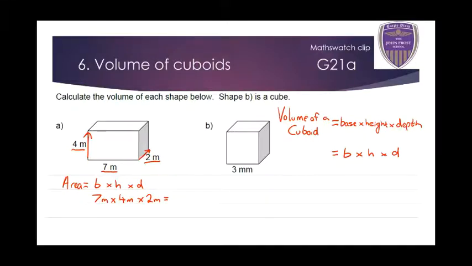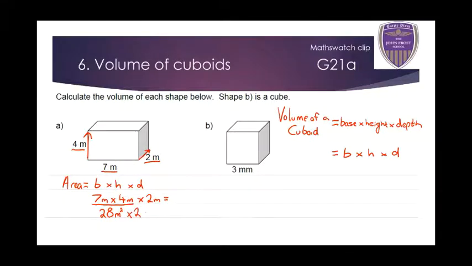You can do this in any order you want. I'll do 7 times 4 first of all. So 7 times 4 is 28. But because we're multiplying 2 lengths together, our answer is going to be 28 meters squared. What we've essentially done, when we do 7 times 4, is find the area of this part of the shape. And that's an area, so the unit has to be meters squared.